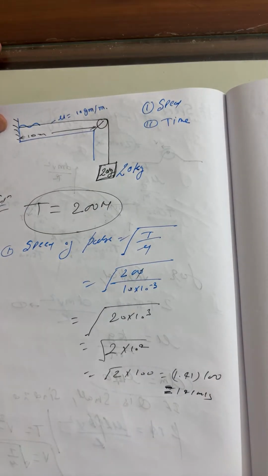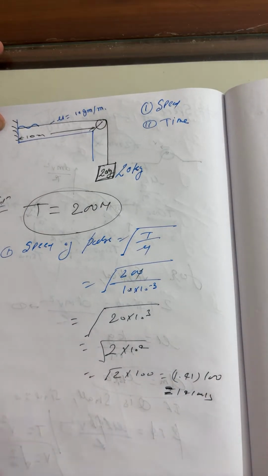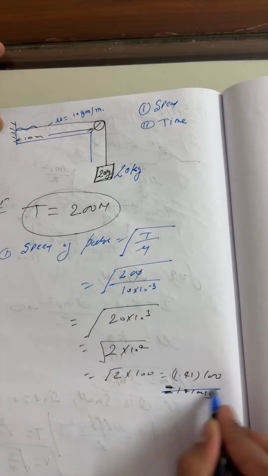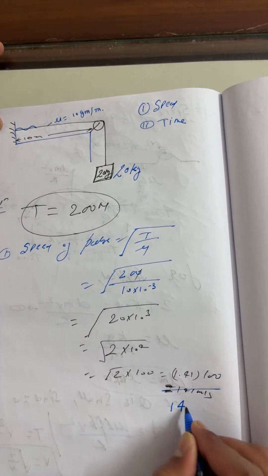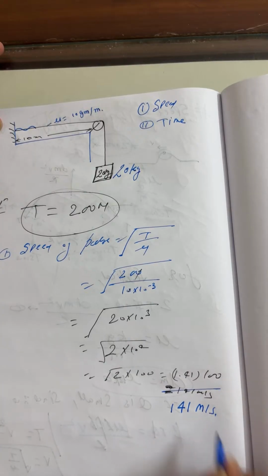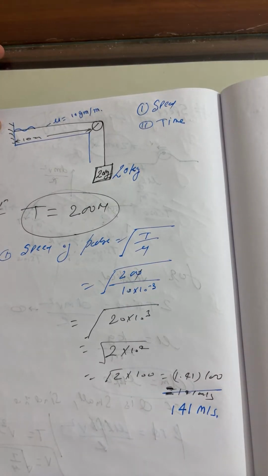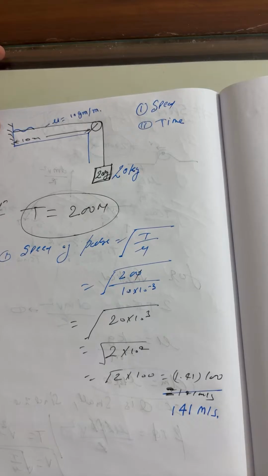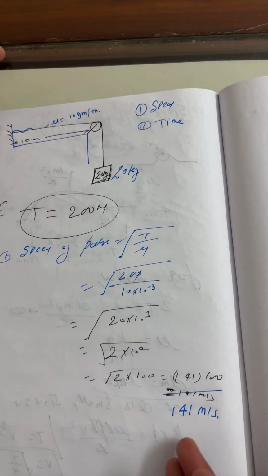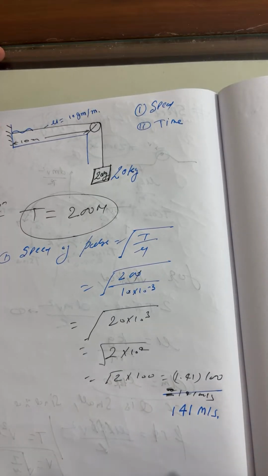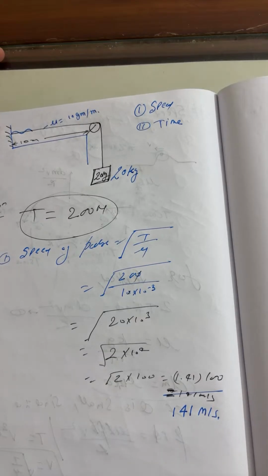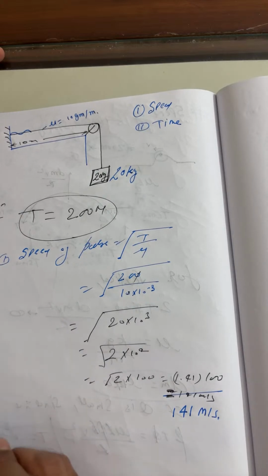Sagar, 14 is the wrong answer. 14 meter per second is wrong. Your answer should be 141 meter per second. Take g as 9.8. Maybe there is a variation, but 14 is a very huge difference. Check your calculation once, Sagar.